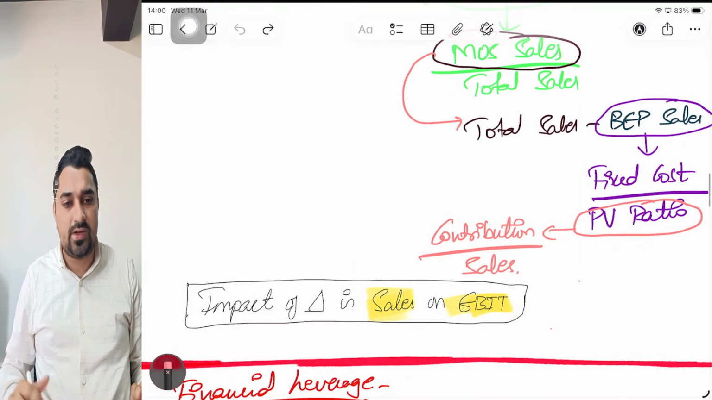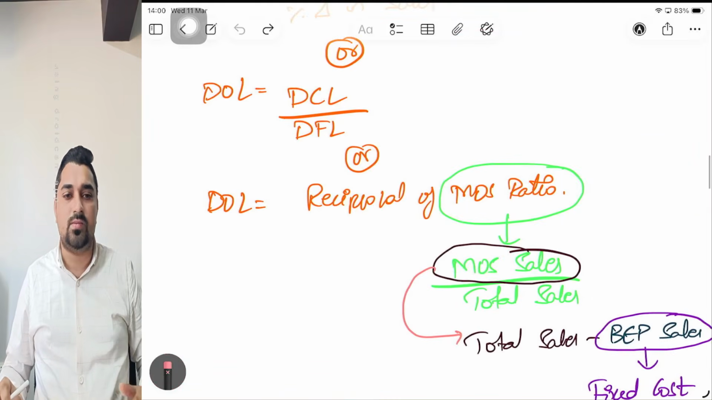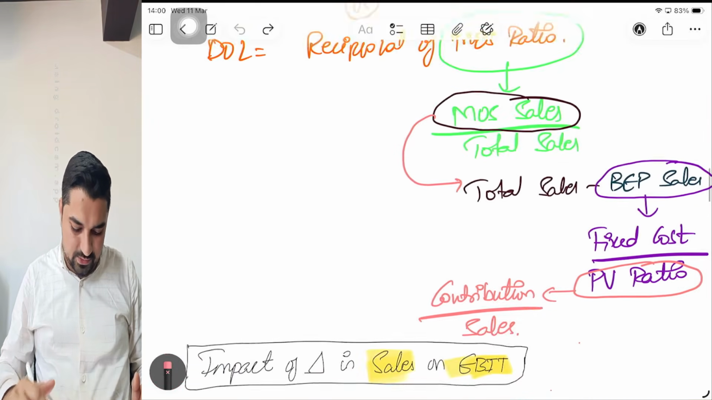Again, what does operating leverage measure? Operating leverage measures the impact of change in sales on EBIT. It means 1% change in sales will lead to how much percent change in EBIT. So this is all about operating leverage. All the formulas are covered.